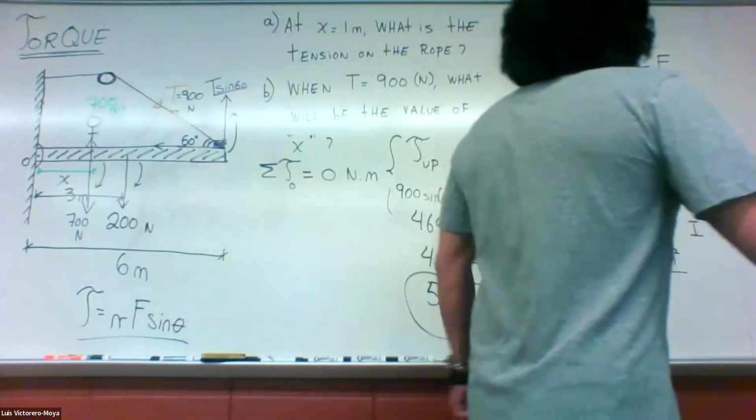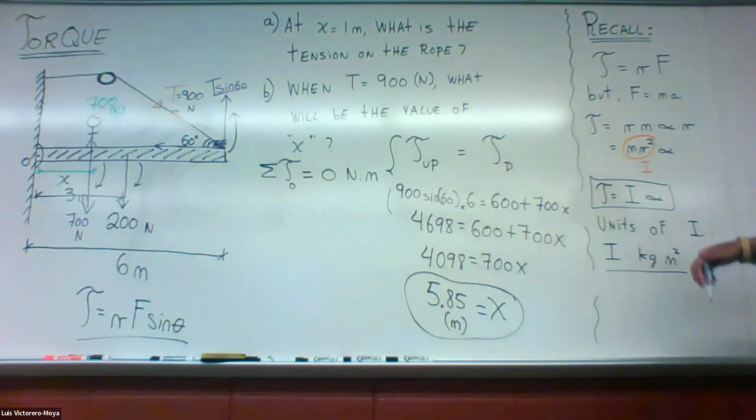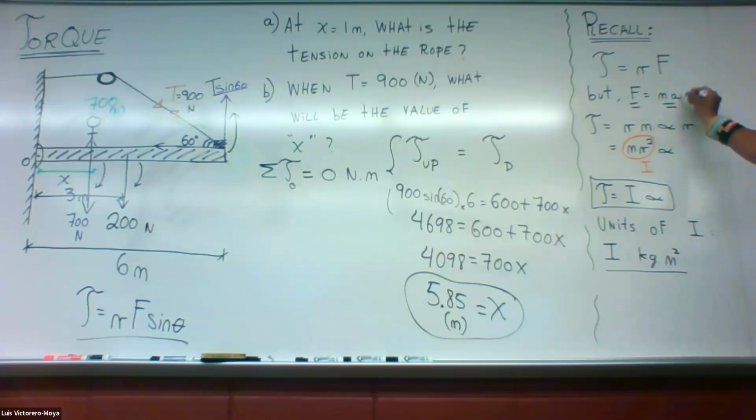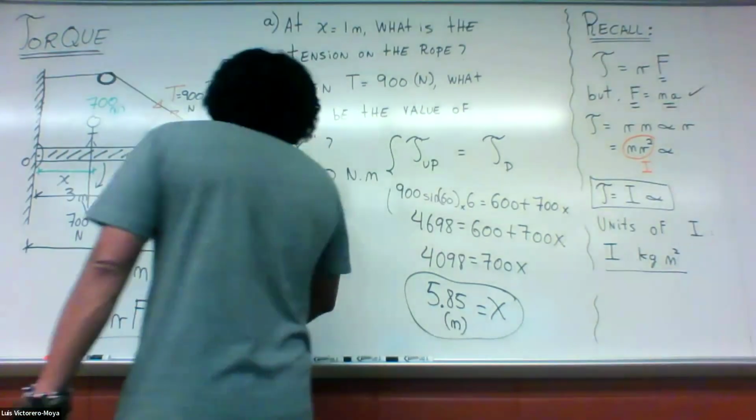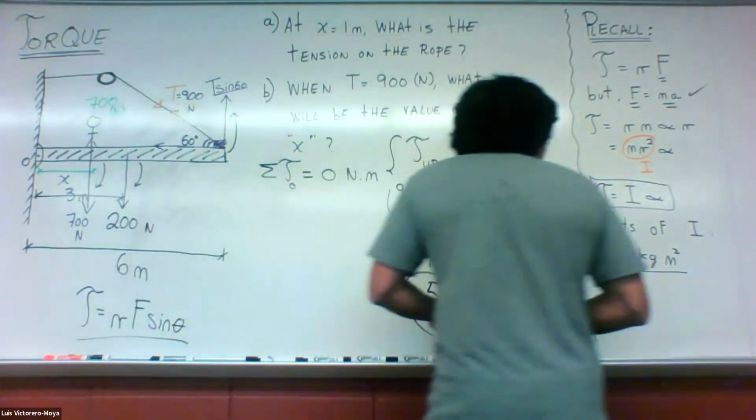Now, by Newton's second law, force equals mass times acceleration. So I can substitute this here. And that's what I do. Now, remember, r m, this acceleration is the tangential acceleration, because you basically have this situation.